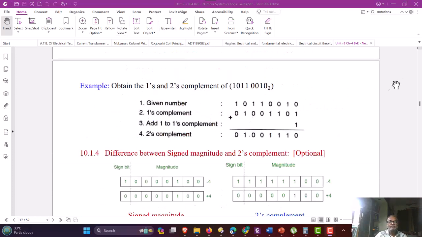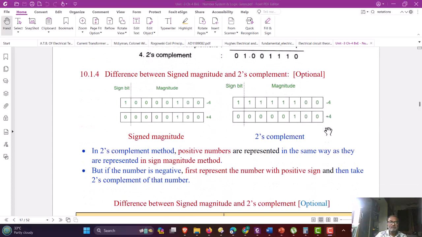Let us have an example of ones complement and twos complement number. Suppose the given number is 10110010. What is the ones complement? Just invert each bit: 1 becomes 0 and 0 becomes 1. You get the ones complement. Add 1 to this ones complement, column by column adding the binary bits, and whatever you get is the 2's complement number.